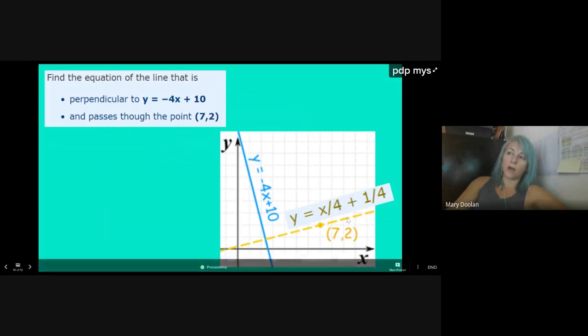It's crossing the y-axis at 1/4, and then my slope is positive 1/4. So I rise 1 unit and then I run 4 over. Oh, I went too many. I'm going to show you.